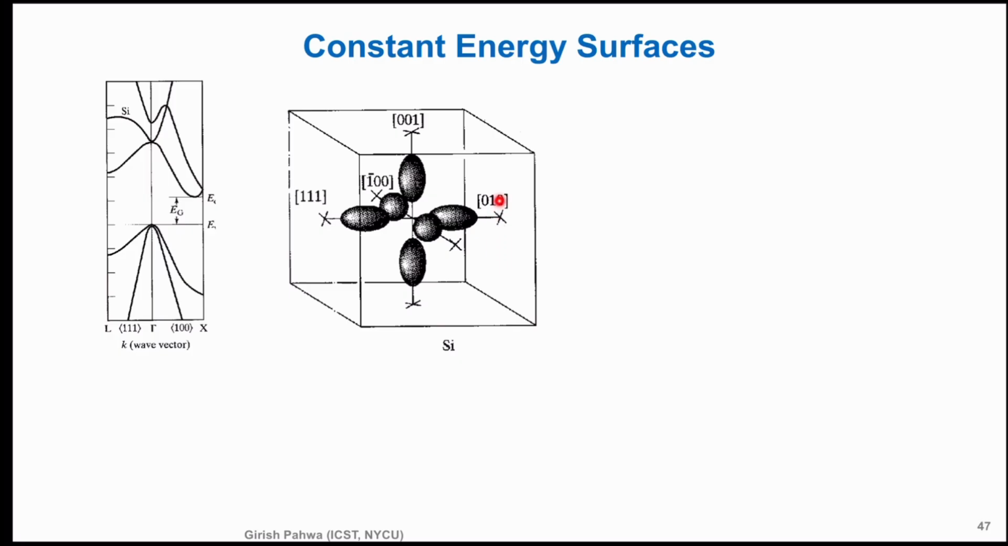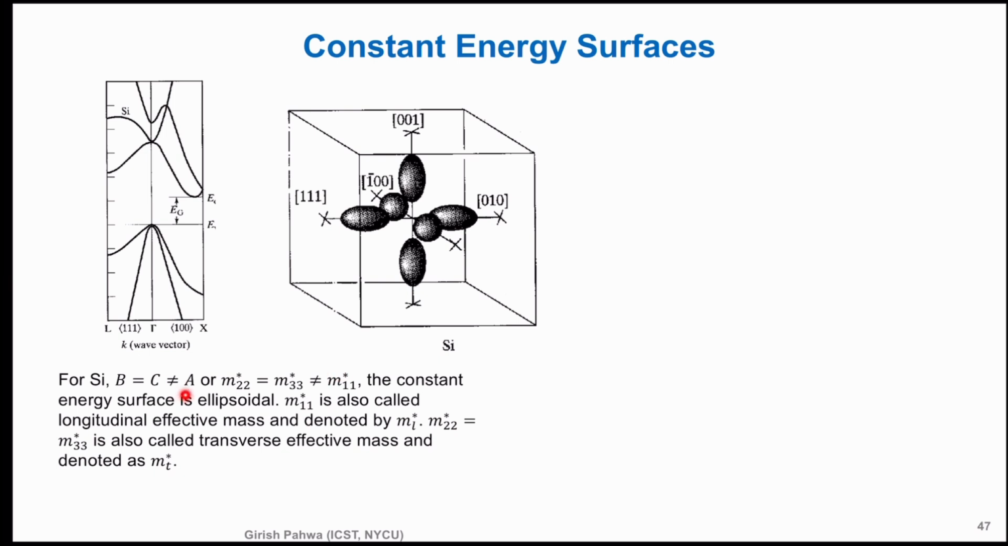So you have a longitudinal direction, but perpendicular to that longitudinal direction, you have 2 transverse directions. So they are definitely equivalent, you can say. So what you have for the silicon, your 2 coefficients are equal, B equal to C, but it is not equal to A. Okay, so corresponding to B you have M22, corresponding to C you have M33. So M22 is equal to M33, but it is not equal to M11, because this A corresponds to this longitudinal direction, and B and C correspond to this direction and this direction, right?